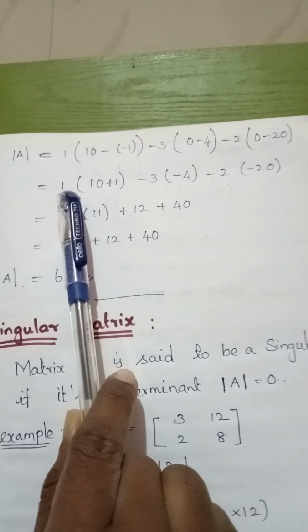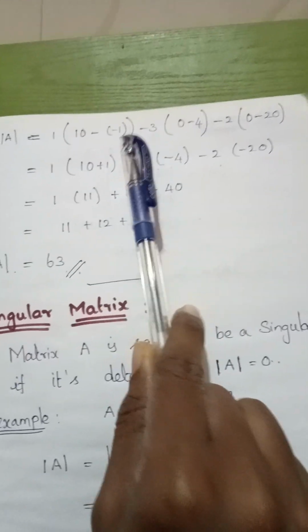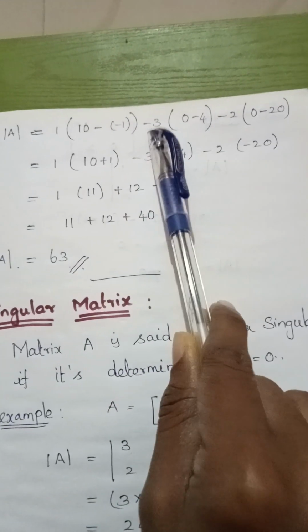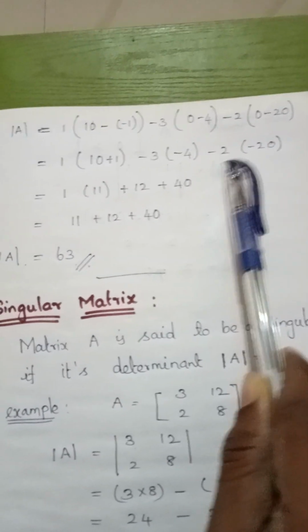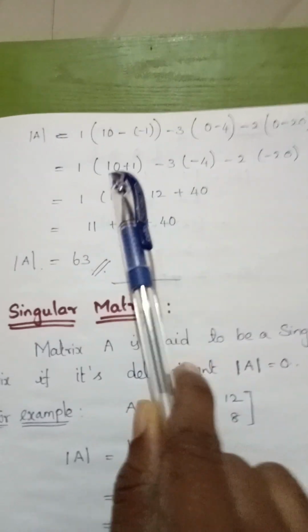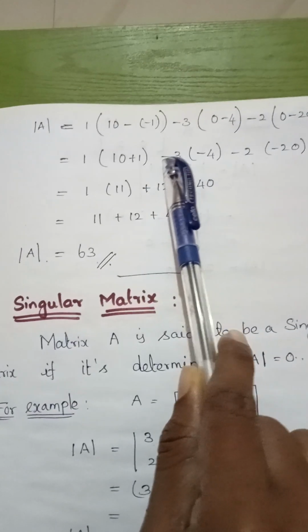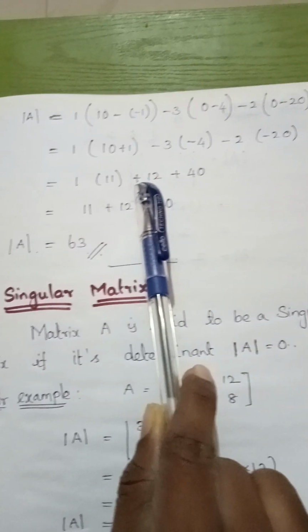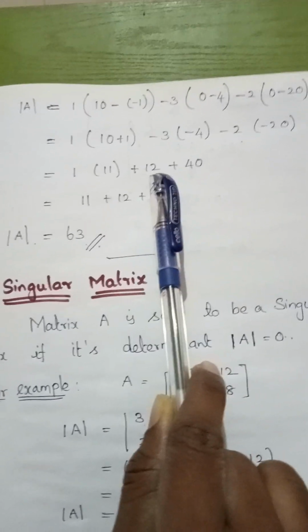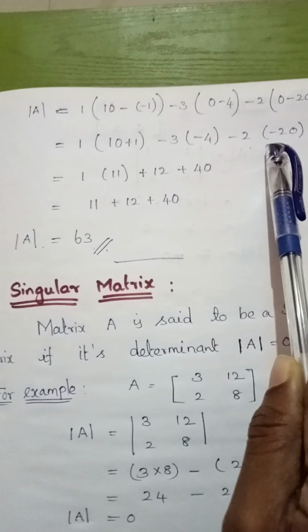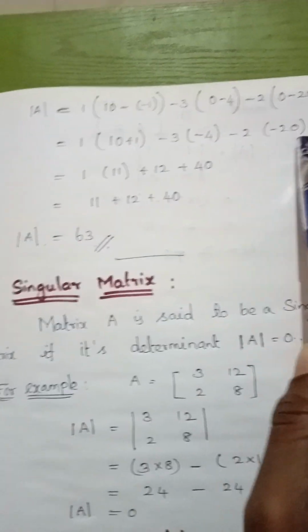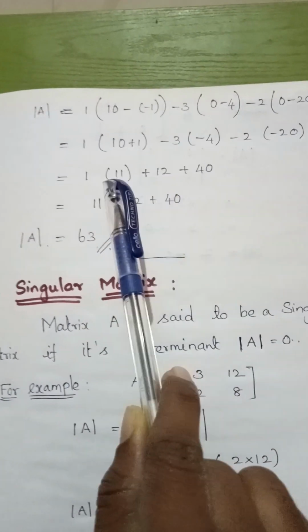Next line, 1 into minus minus plus 1. So 10 plus 1. Next minus 3, 0 minus 4, minus 4. Next minus 2, 0 minus 20, minus 20. So 10 plus 1 is 11. So 1 into 11. First you multiply the sign, minus into minus plus. 3 into 4, 12. So plus 12. Minus into minus plus, 2 into 20, 40. So plus 40.